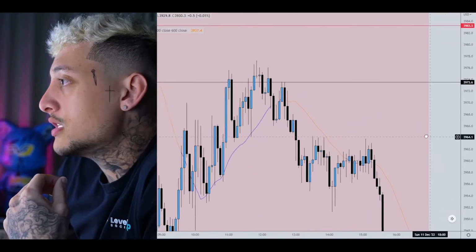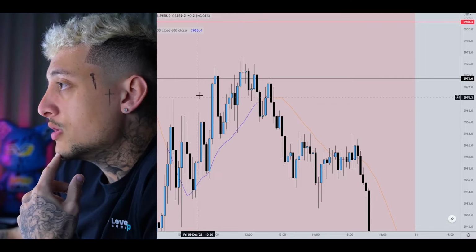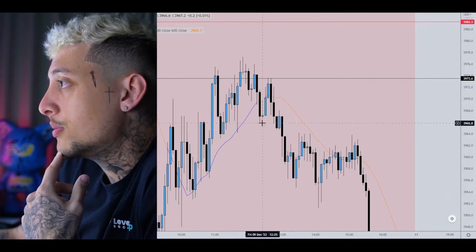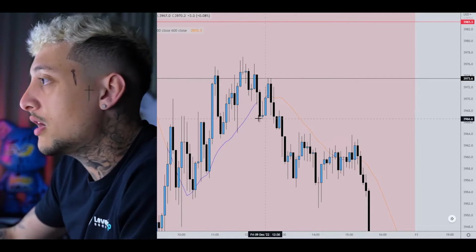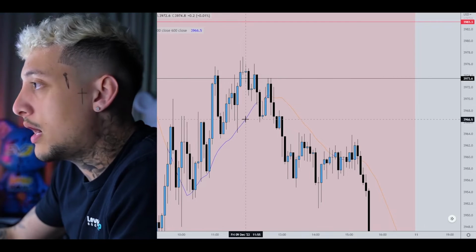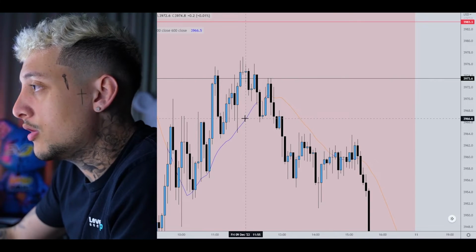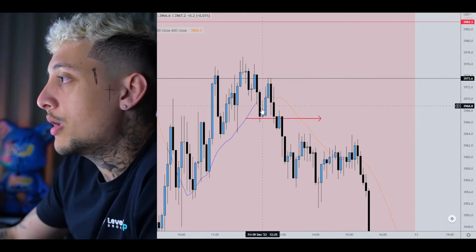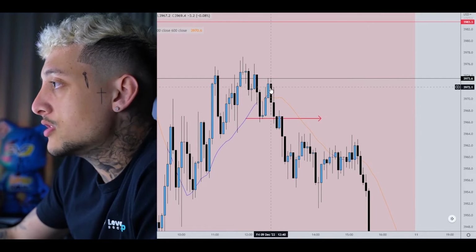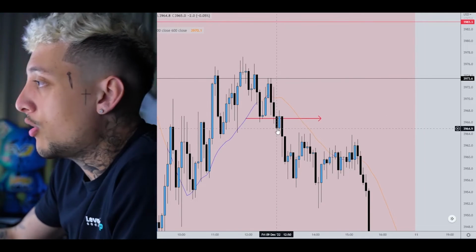Here's another example of a break of the low, where we see price come up, come down, come up, come down, and come back up. You can identify that there is a low formed right about here. This is the low where we have structure formed, and we have price come all the way down and close under.